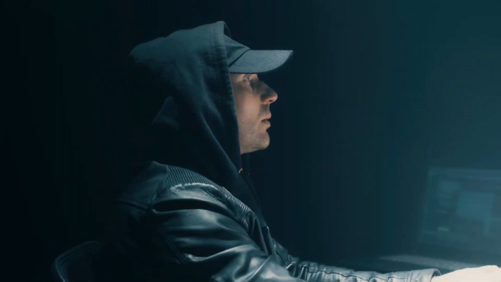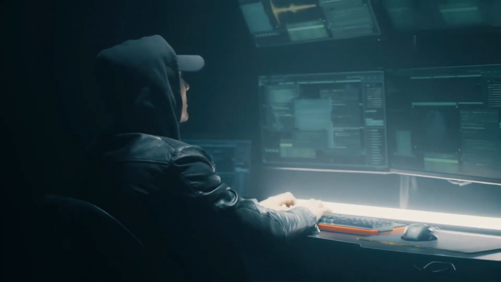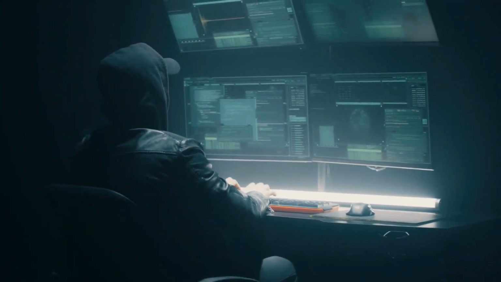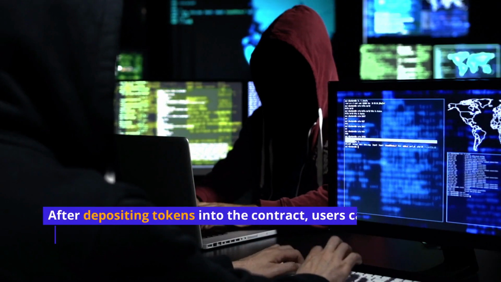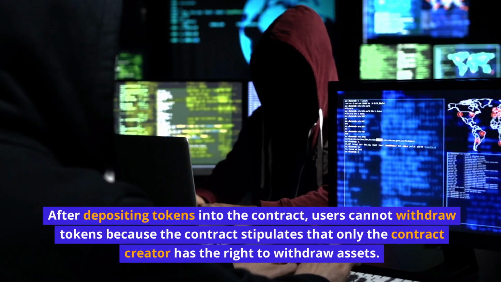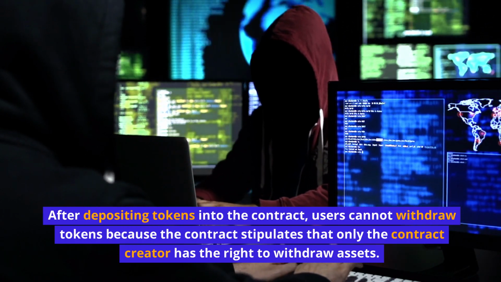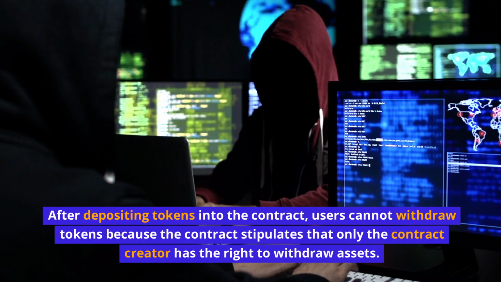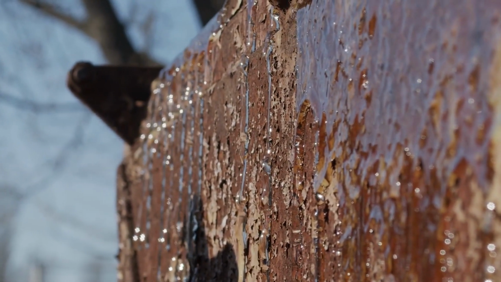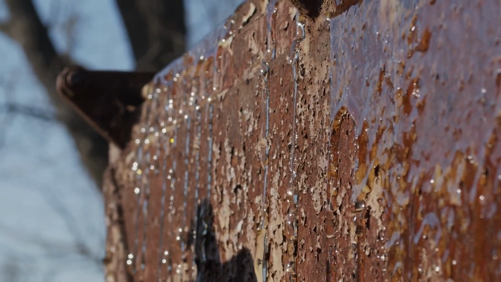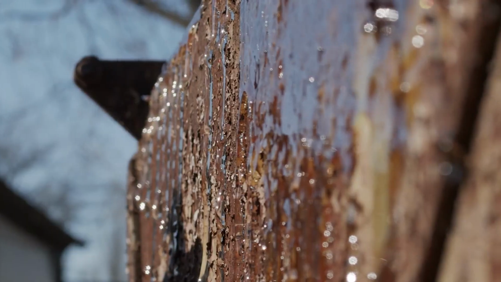Users, with knowledge of smart contracts, discover that the vulnerability allows them to withdraw tokens at will if they deposit a specific amount of tokens into the contract in advance. After depositing tokens into the contract, users cannot withdraw tokens because the contract stipulates that only the contract creator has the right to withdraw assets. It can be seen that Honeypot is a form of trap within a trap fraud, which makes users think that they can get assets inside the contract, but in fact, they are the ones who lose assets.